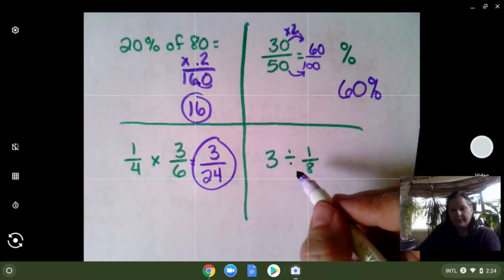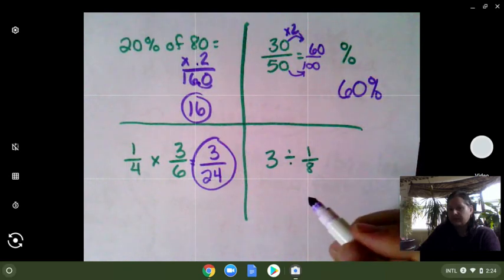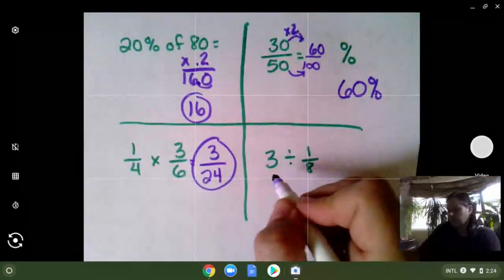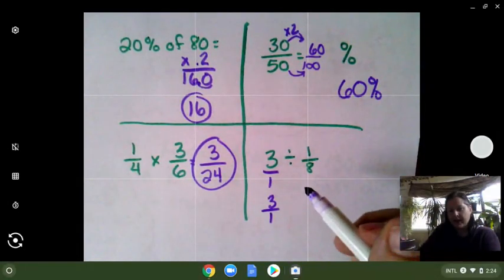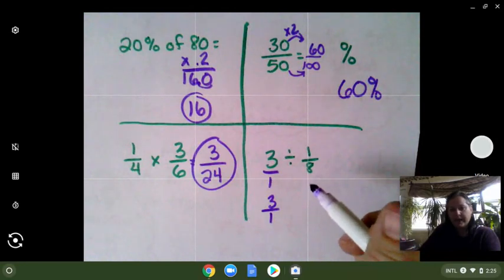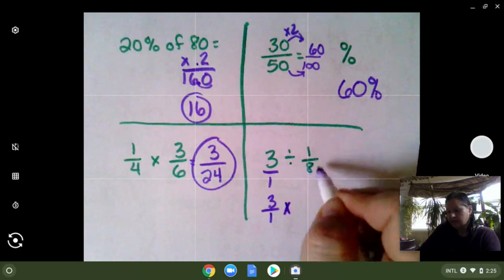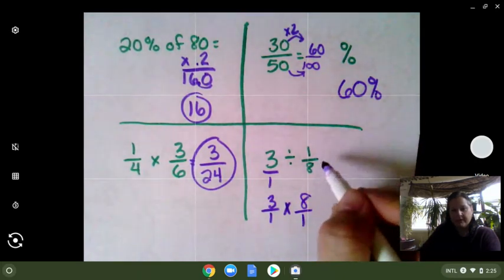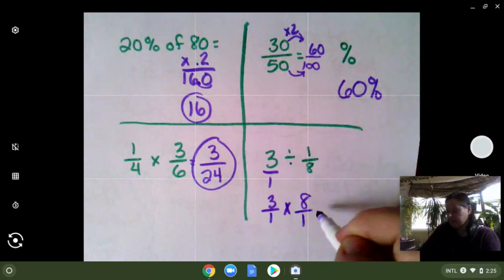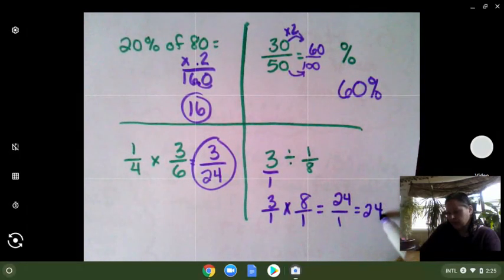And then for this one, we're going to divide, and we're using a fraction. So the easiest thing to do when you have a whole number is to make it into a fraction. And then remember our little rhyme, dividing fractions as easy as pie. Flip the second and multiply, or keep it, change it, flip it. So we flip the second one. We're taking the reciprocal here. Then we just go ahead and multiply. We get 24 over 1, which is equal to 24.